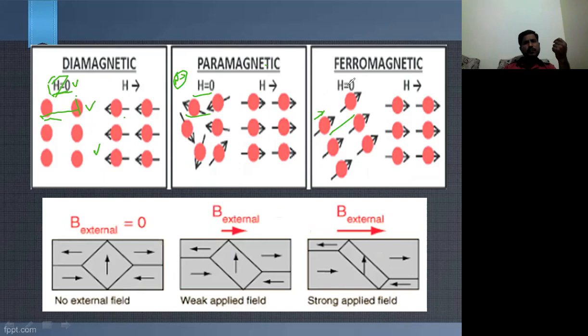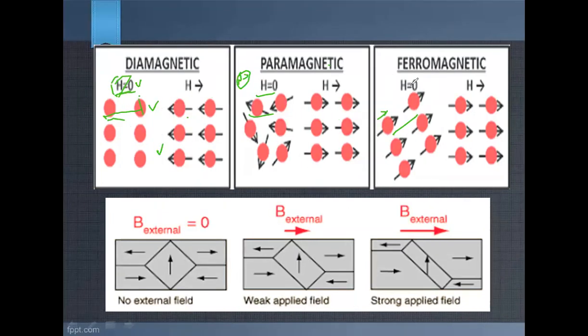In paramagnetic materials, even though the field is completely zero, you still have magnetism. The magnetization is not zero. Here it is completely zero because there is no alignment. Here you have a finite value of magnetization, whereas in the ferromagnetic case you have very high magnetization even in the absence of a magnetic field. Is it clear?